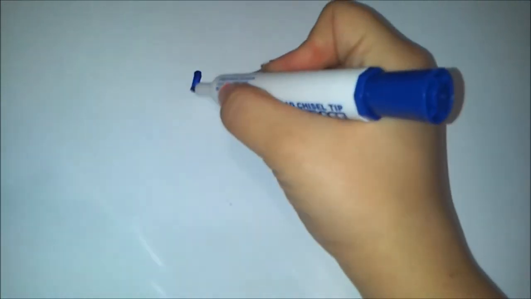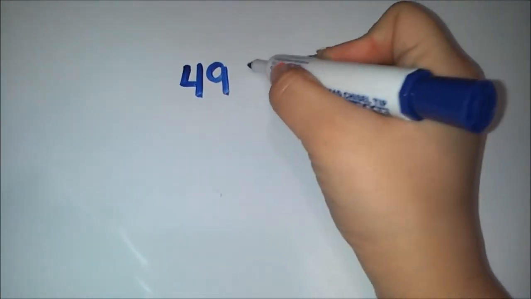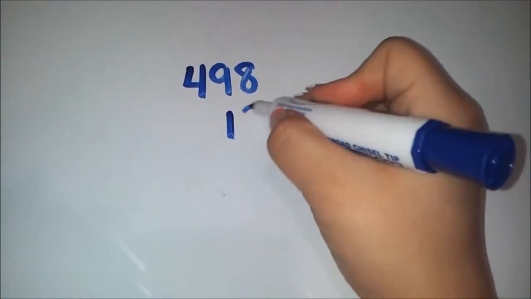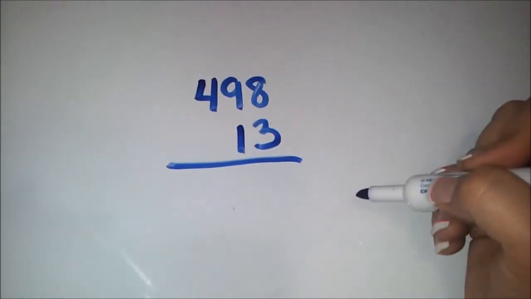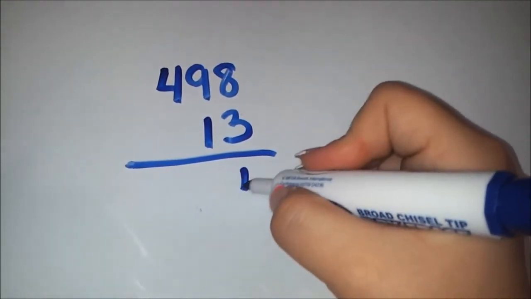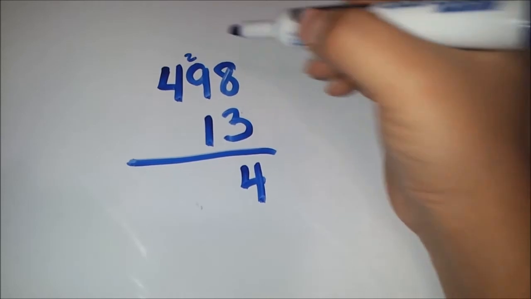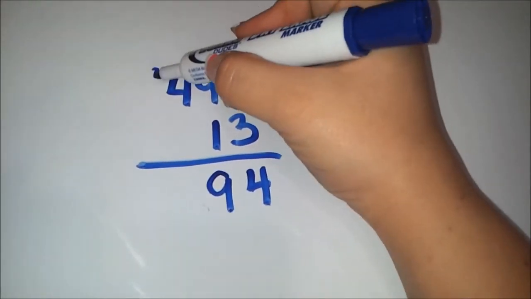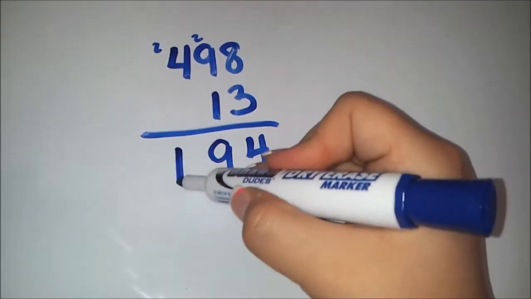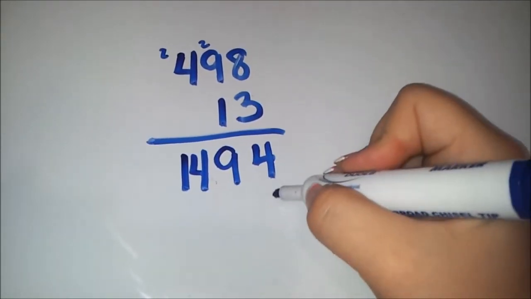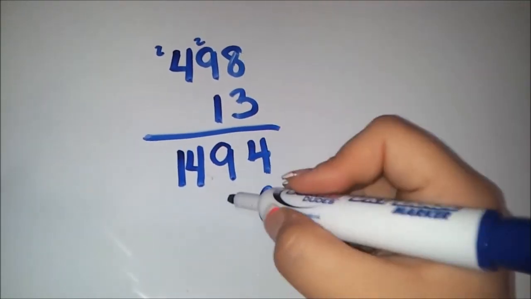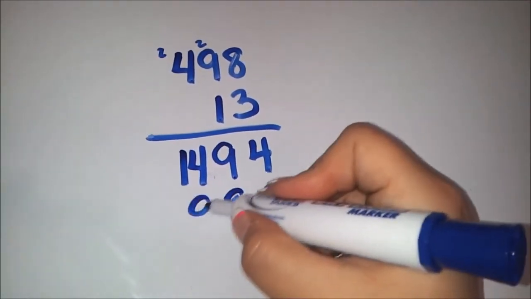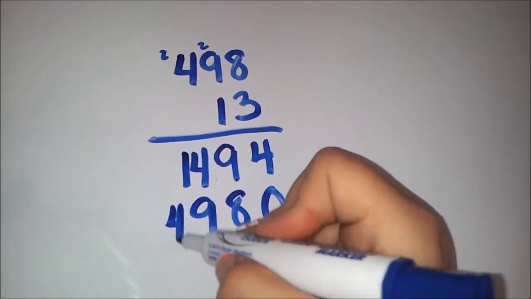Let's double check our work by multiplying out our quotient against our divisor. 498 times 13. 3 times 8 is 24. Carry your 2. 3 times 9 is 27, plus 2 will be 29. Carry your 2. 3 times 4 is 12, plus 2 is 14. Put a 0 in your ones column. 1 times 8 is 8, 1 times 9 is 9, and 1 times 4 is 4.